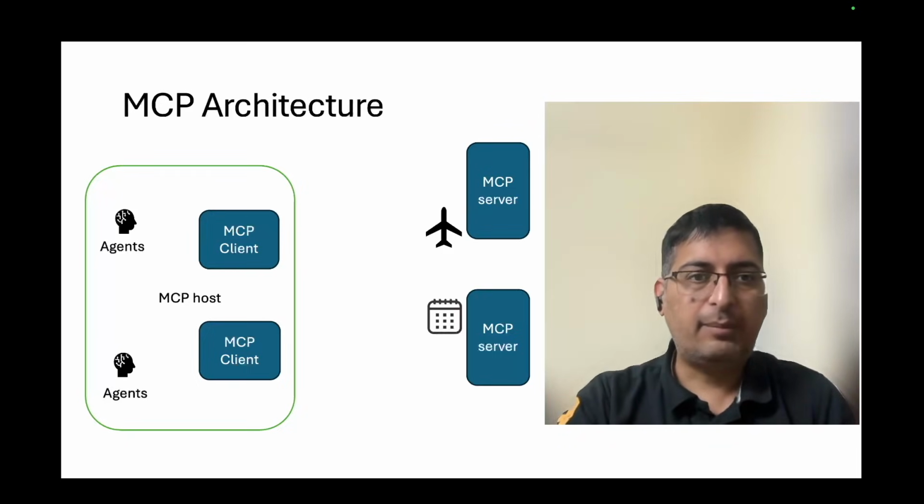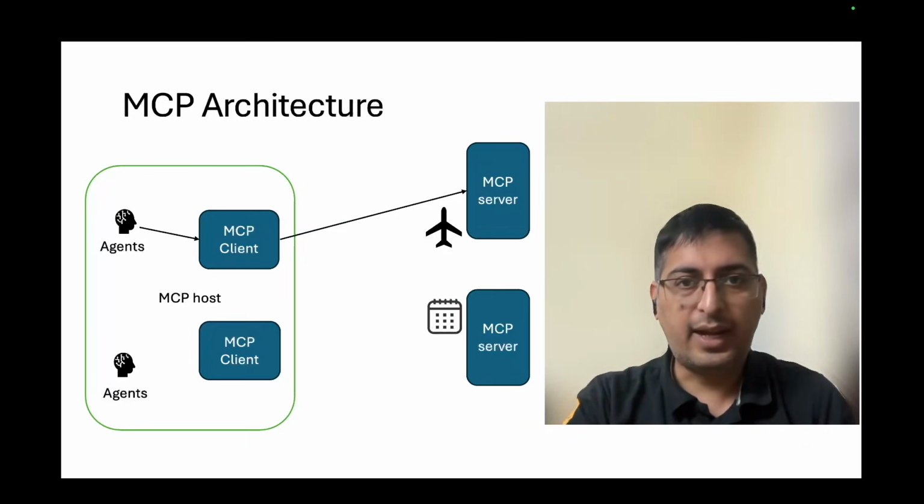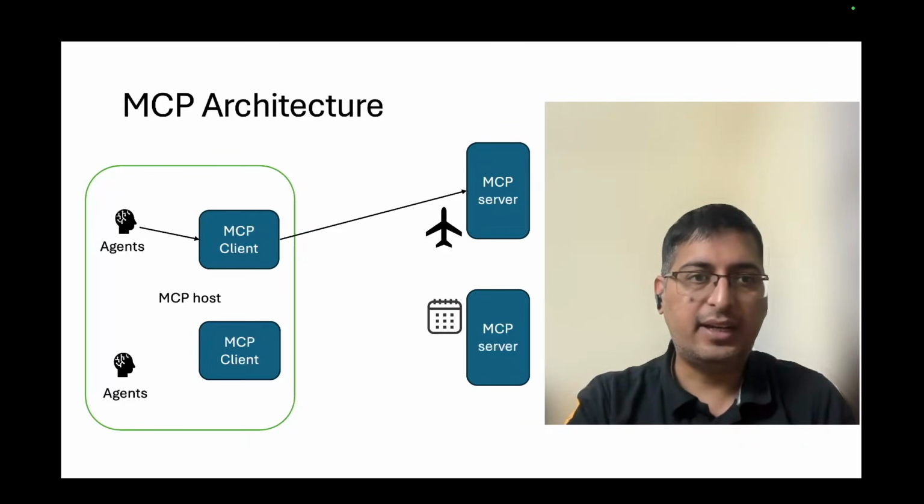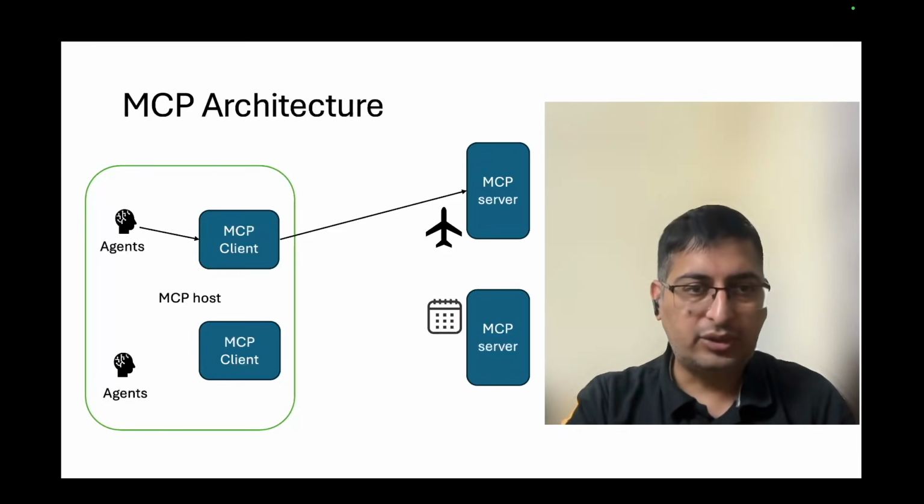So if you ask your application to check the status of a flight, it will assign the task to that agent. The agent will connect to the MCP client, saying it wants to access flight data. The MCP client will contact the MCP server to fetch the data and give it back to the agent so that it can fulfill the task assigned to it. So this is how the MCP architecture and data flow works.